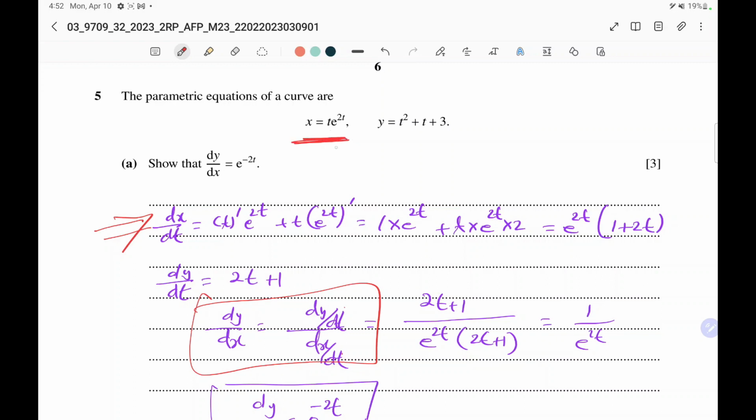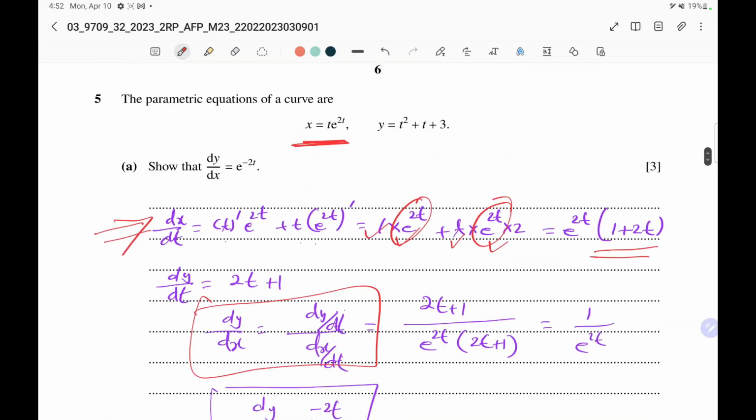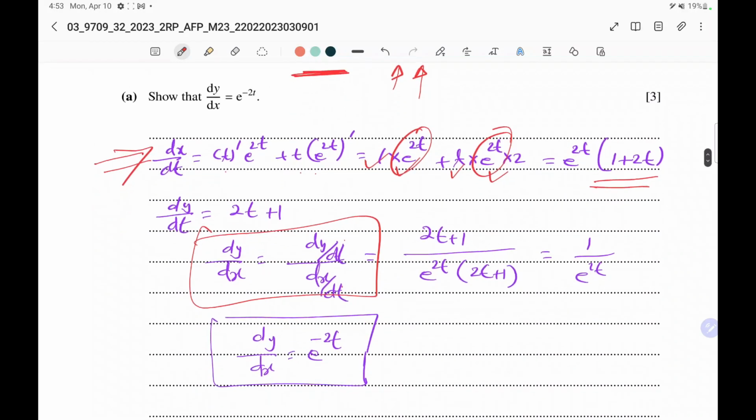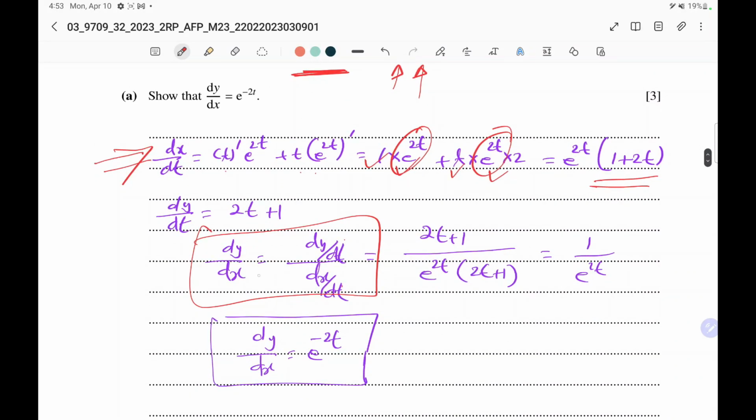t differentiation is 1 times e to the power 2t, plus t times the differentiation of e to the power 2t, which is e to the power 2t times 2. And then e to the power 2t we can take common, so I will get 1 plus 2t over here. Now dy by dt will be 2t plus 1, since t squared differentiation is 2t and t differentiation is 1.